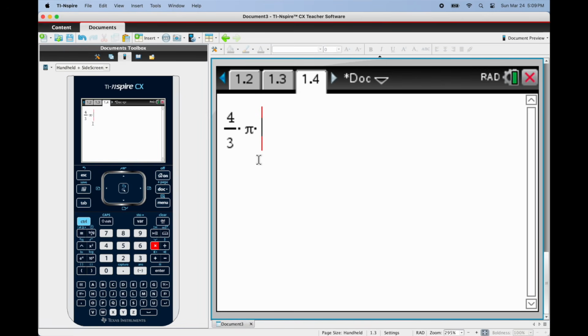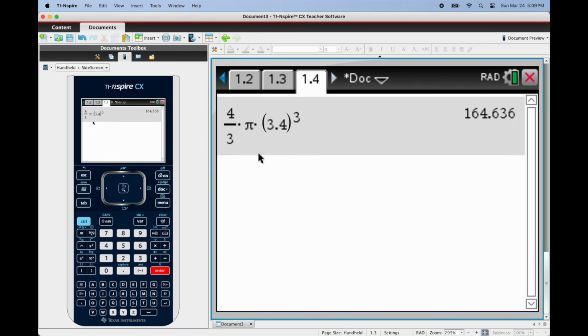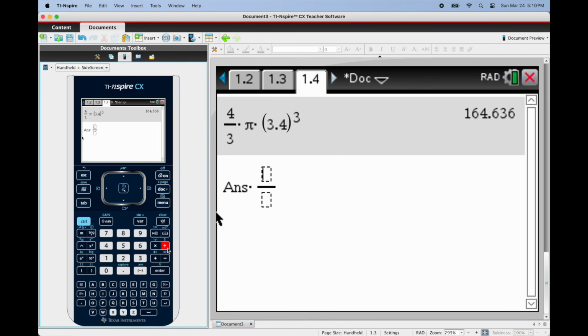times 3.4, and let's raise that to the power of 3. So 3.4 cubed. Right, and this is our total volume, but we don't want the total volume, so let's multiply it by 4/5, because only 4/5 of this volume is outside of the cone. And so there we go, 131.709.